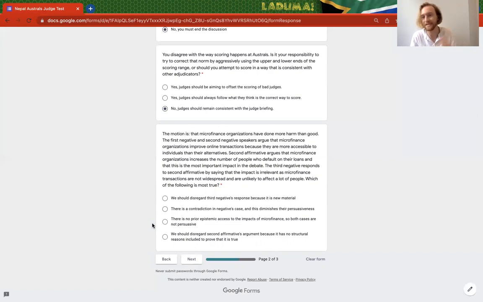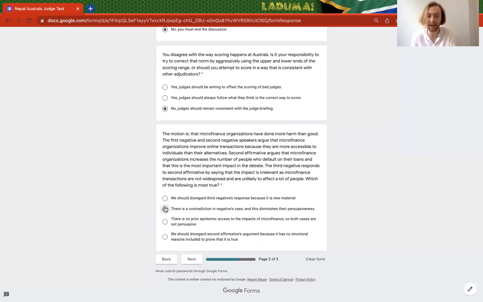Epistemic access needs to be explained if it is to be used. And this is just an example of something that a team trying to sound smart might say, but it's not something that will be effective in debating. And you also shouldn't disregard the second affirming's argument because there's no structural reasons included to prove that it is true. That needs to be assessed basically on the quality of the debate. And you haven't been given any information about that.